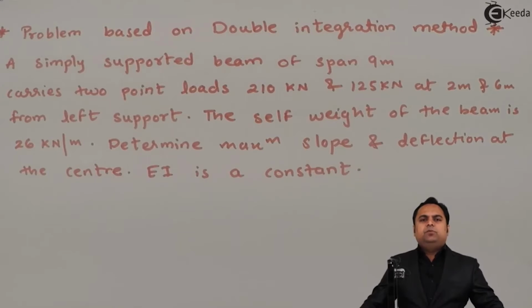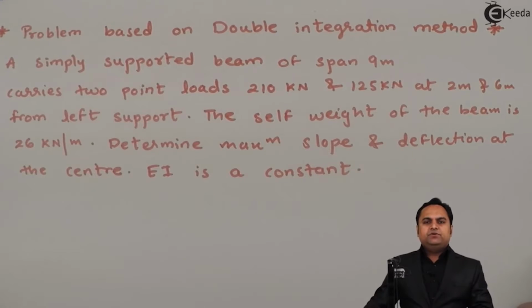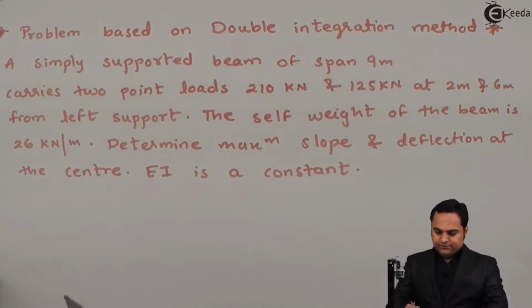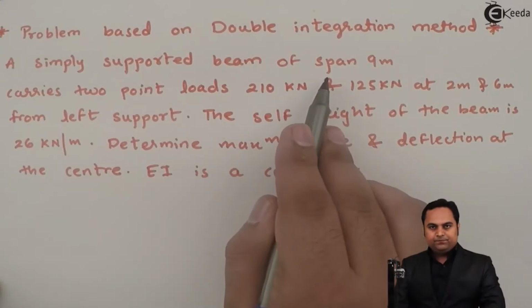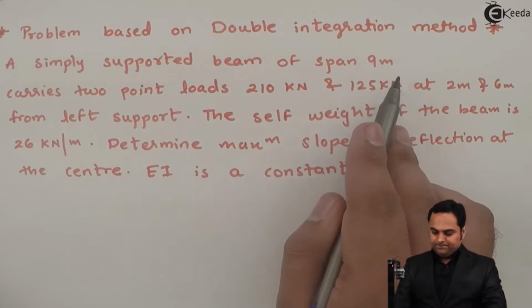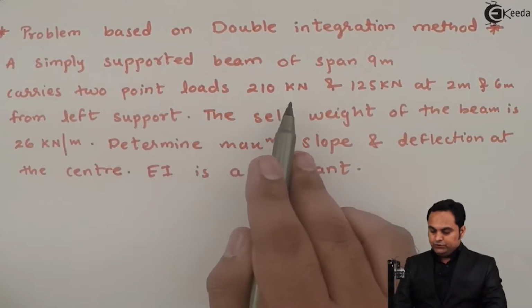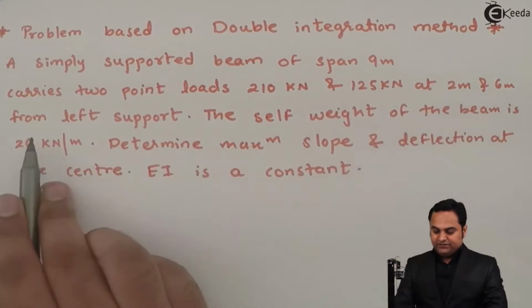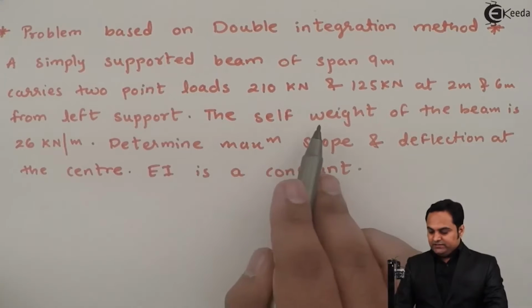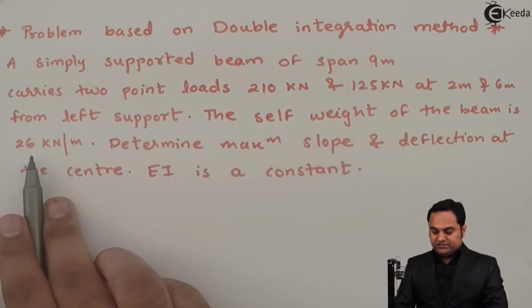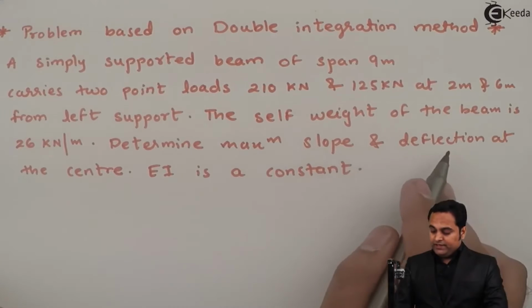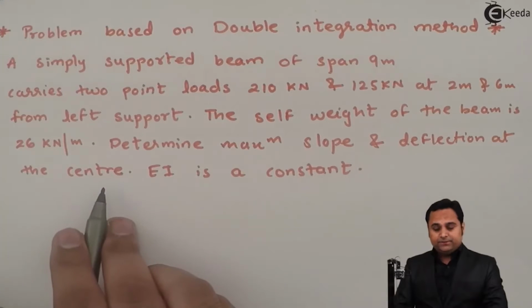In this video we will see a problem of slope and deflection which we are going to solve by using the double integration method. Here is the question. A simply supported beam of span 9 meter carries 2 point loads, 210 kilonewton and 125 kilonewton at 2 meter and 6 meter from left support. The self weight of the beam is 26 kilonewton per meter. Determine maximum slope and deflection at the center.